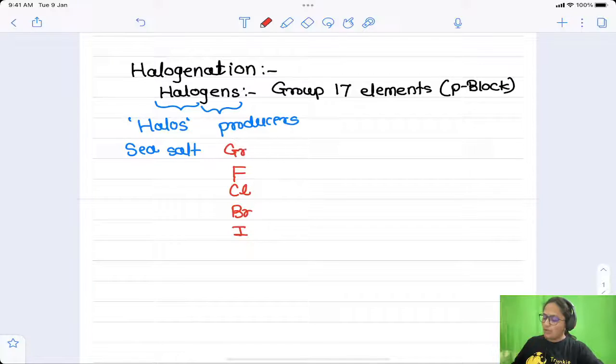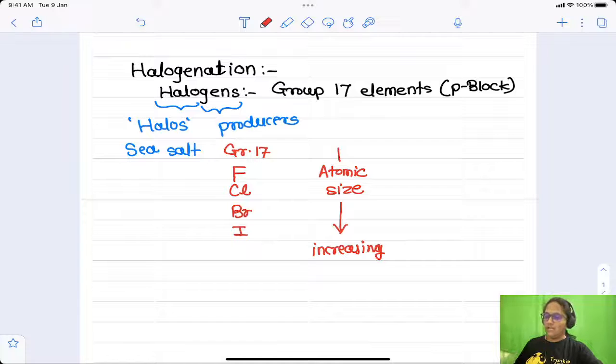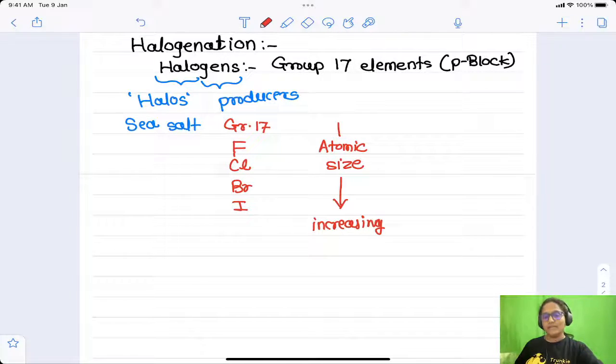Now we have learned some properties of group number 17, first of all the atomic size. As we know, atomic size down the group goes on increasing because a new shell is introduced at every level, right? Fluorine is the smallest, and iodine is the largest atom out of these 4.